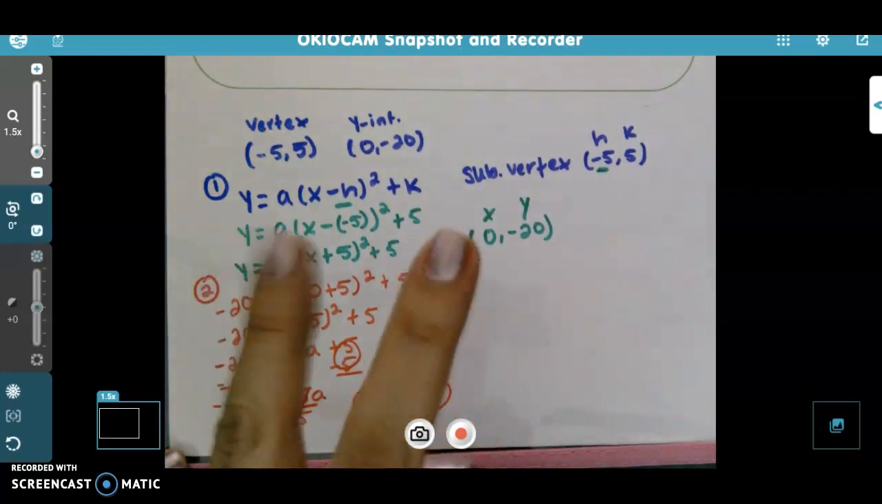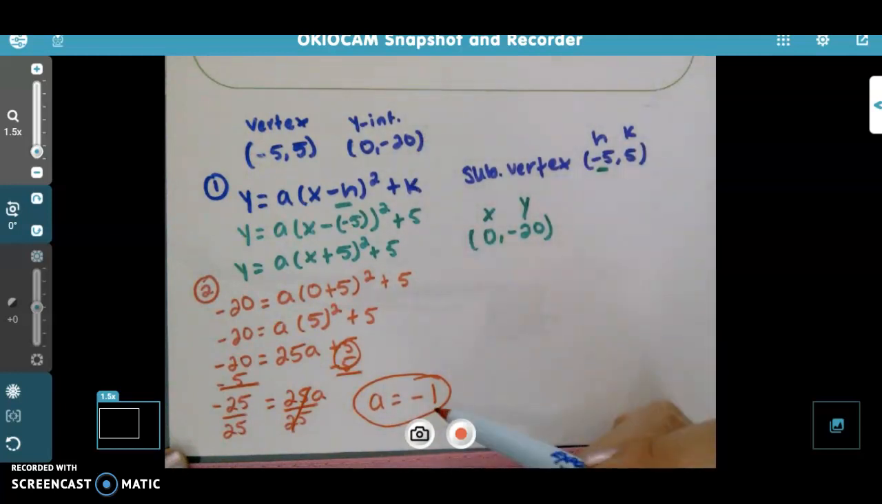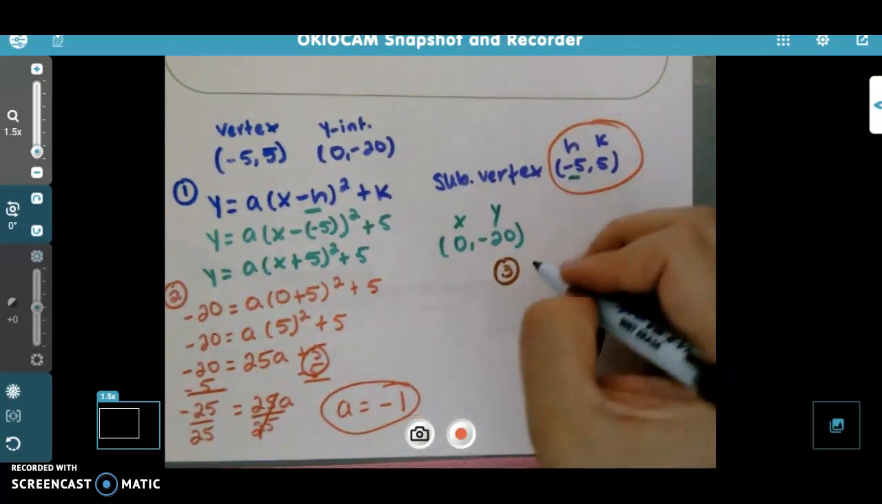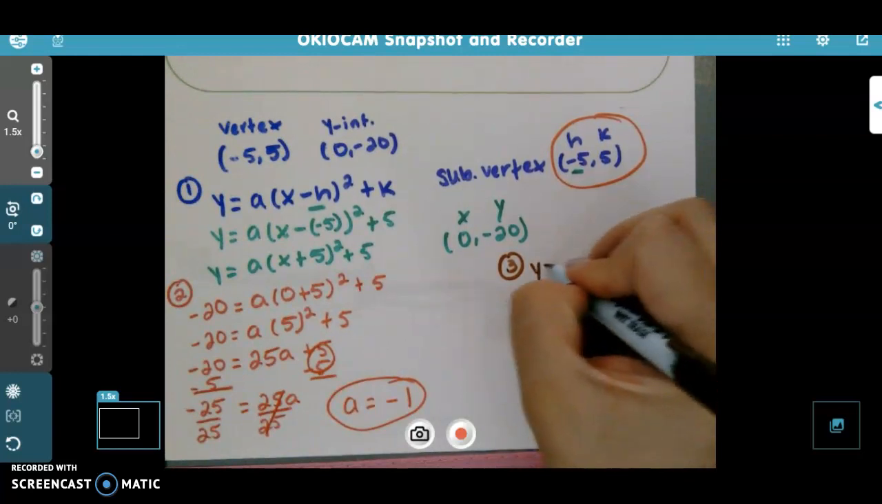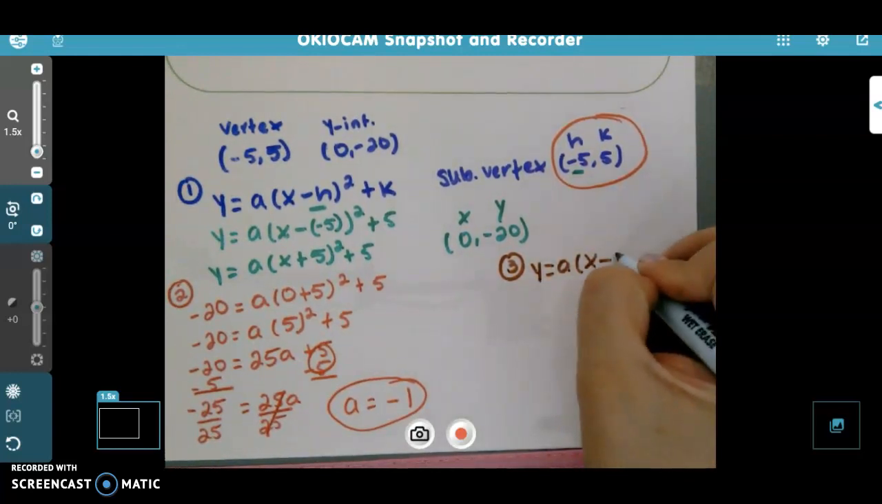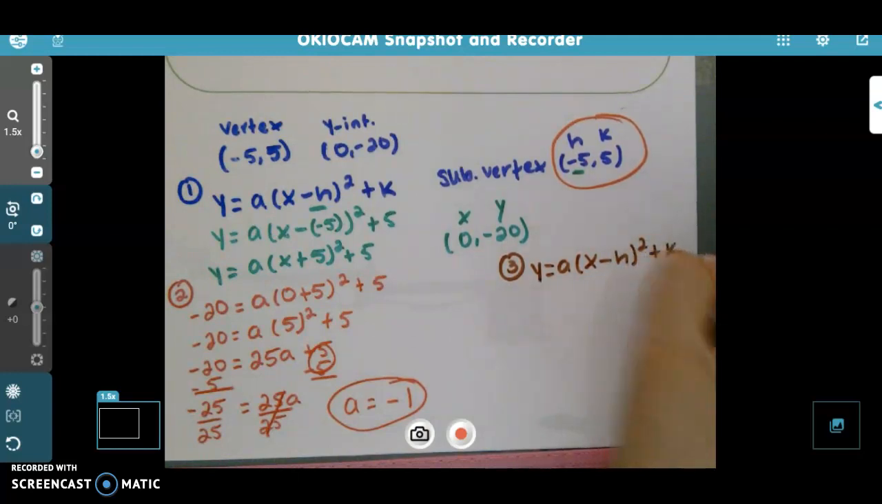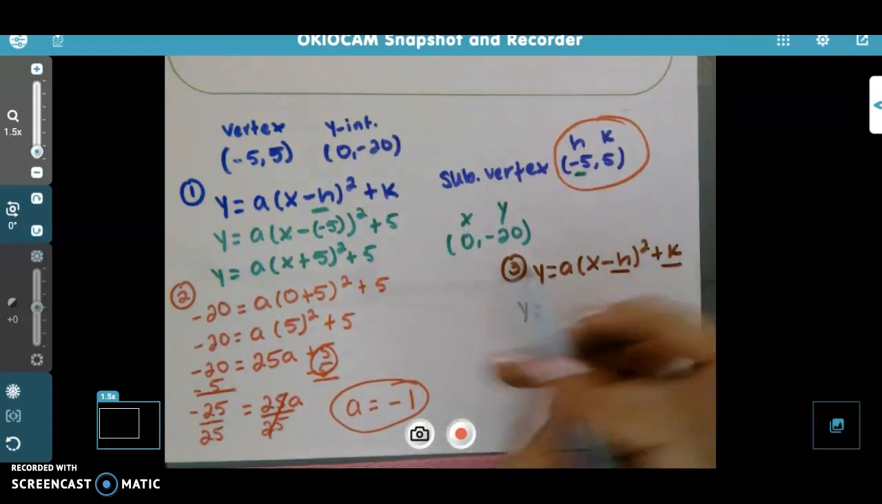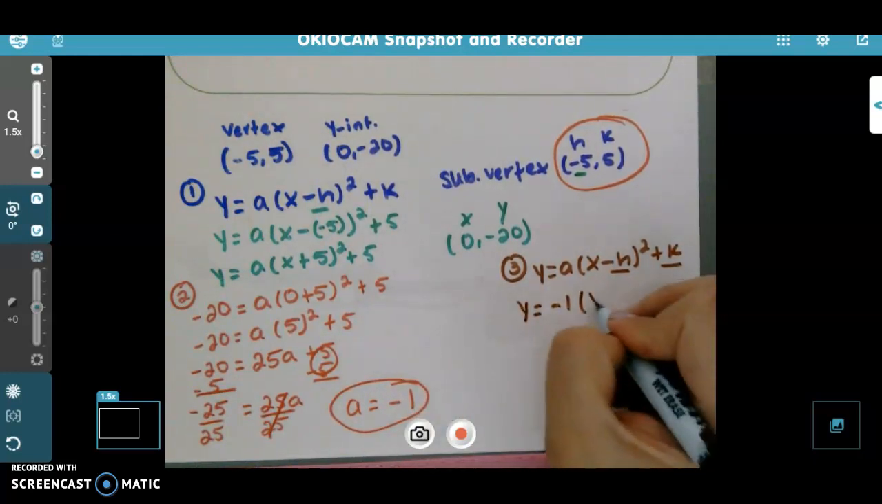And remember, I only need 2 things to write my vertex form, which is the a coefficient and my vertex. So I'm going to go ahead and write that for my step 3. I'm going to use a different marker. So step 3. Okay, so let me go ahead and rewrite that vertex form so I know what I'm doing. So y equals a parentheses x minus h to the power of 2 plus k. So we already know what h is going to be and what k is going to be. So now it's going to be y equals a coefficient is now -1 parentheses x.